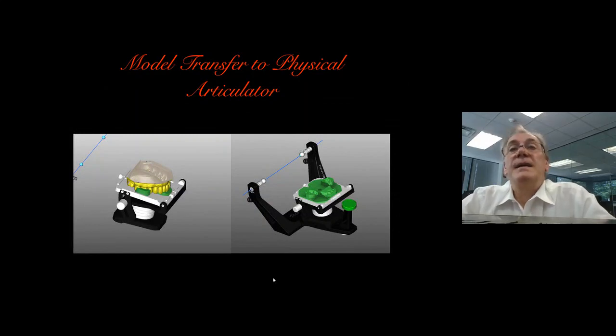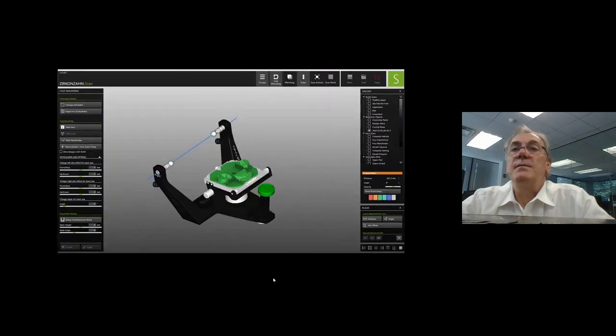The fifth element is the fact that the whole mount has been done digitally, and we would like to transfer this information directly to a physical articulator. So the system gives us the opportunity to create an imprint or a bite of the position of the upper jaw and transfer this information.